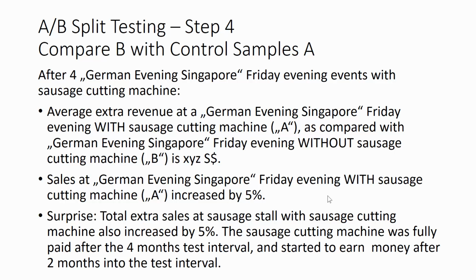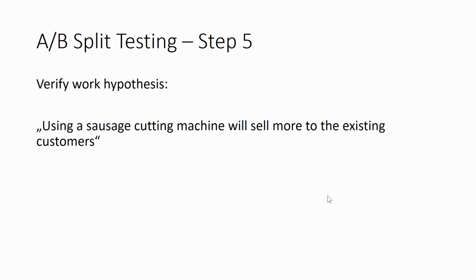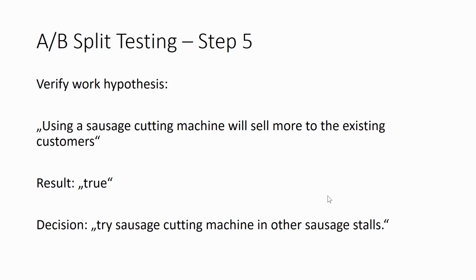The sausage cutting machine was fully paid after the 4-month test interval, and it started to earn money after 2 months into the test interval. This is an excellent result. Step 5 of our A/B split testing. We verify our work hypothesis. And it is, using a sausage cutting machine will sell more to the existing customers, and the result is, it is true. So our decision as an entrepreneur is based on facts. We try the sausage cutting machine in all our other sausage stalls. Of course we do it one by one, so we do not invest too much money at the same time.